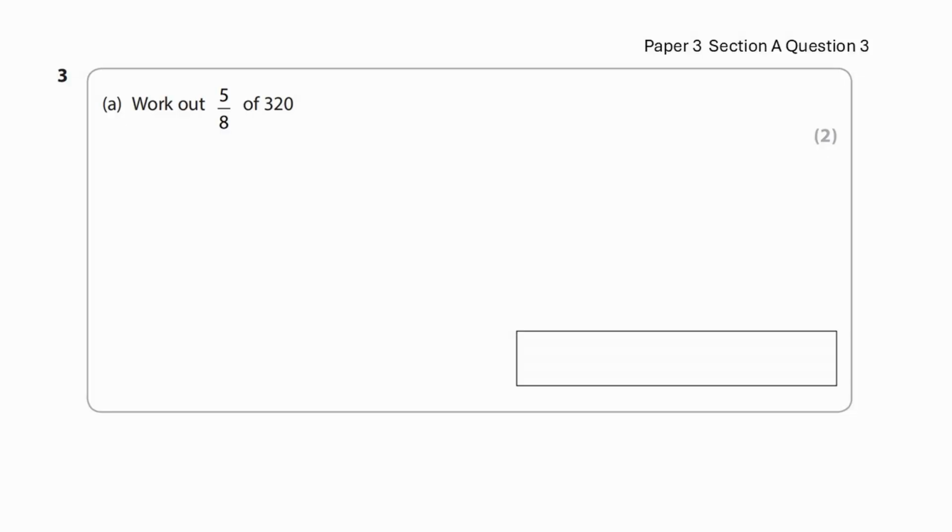Hello, in this video I'm going to show you how to use something called the bar method in order to get some marks in a level 2 functional skills maths exam. We're looking at an Edexcel past paper here. So the question says work out 5/8 of 320.